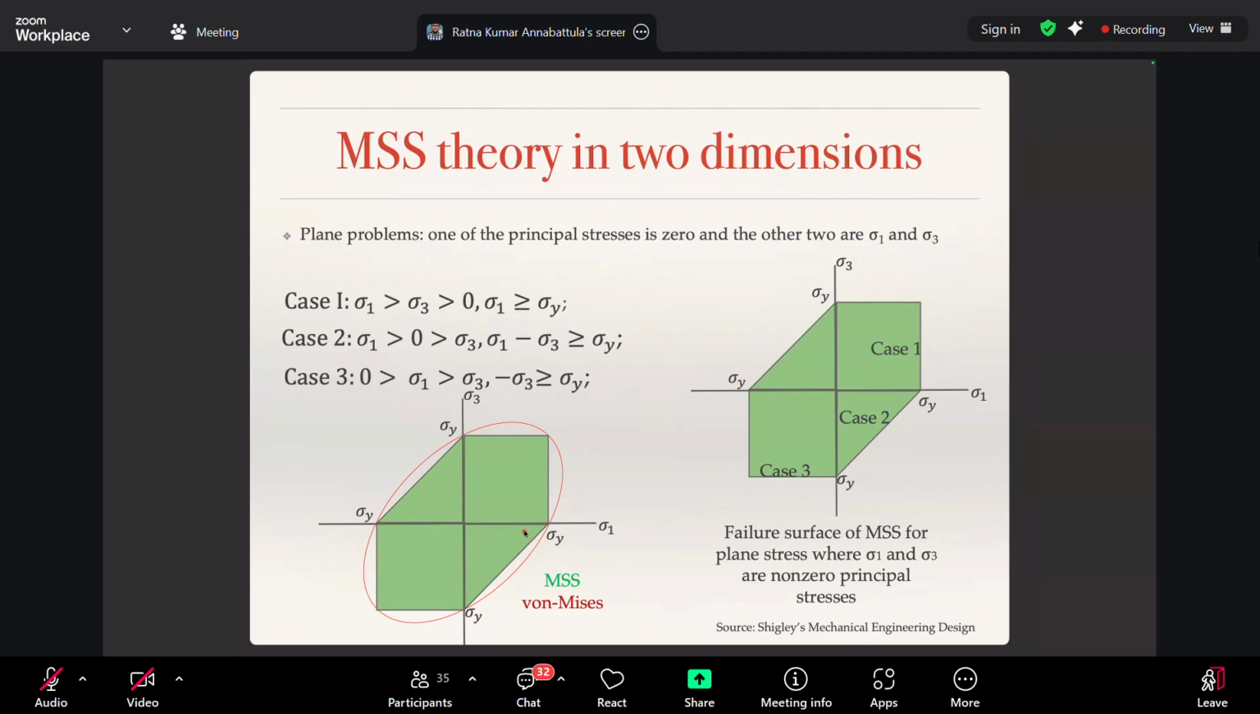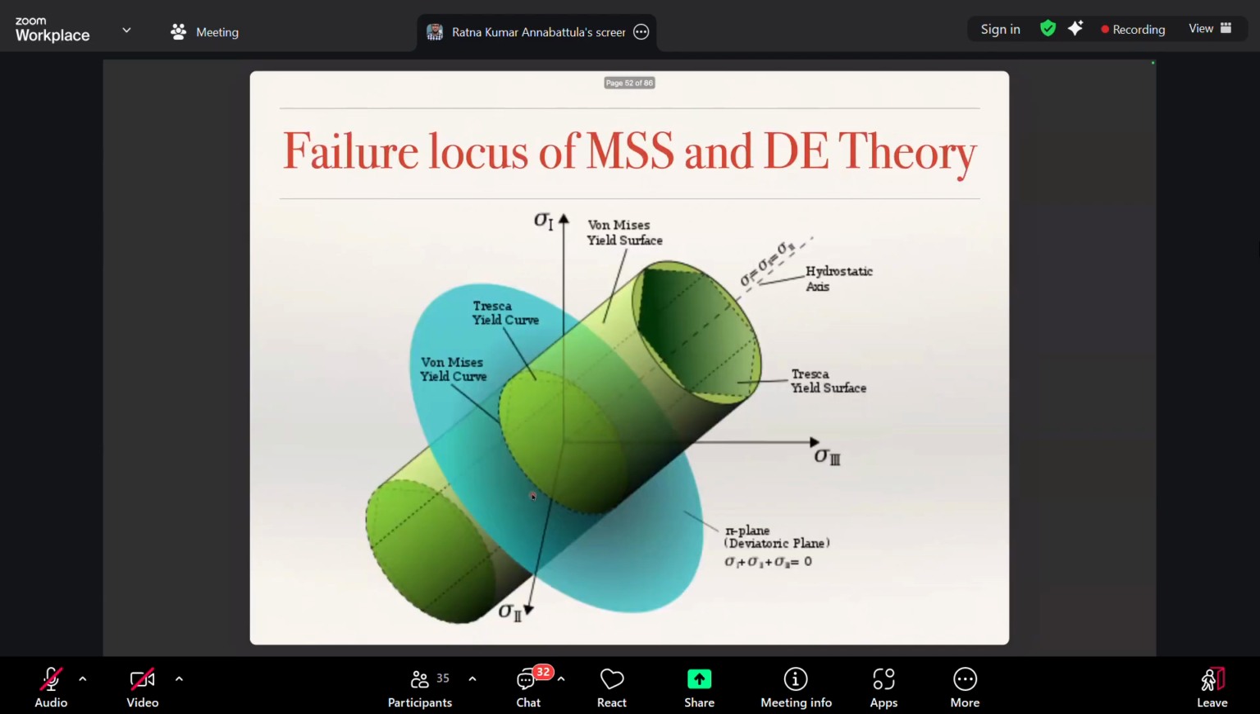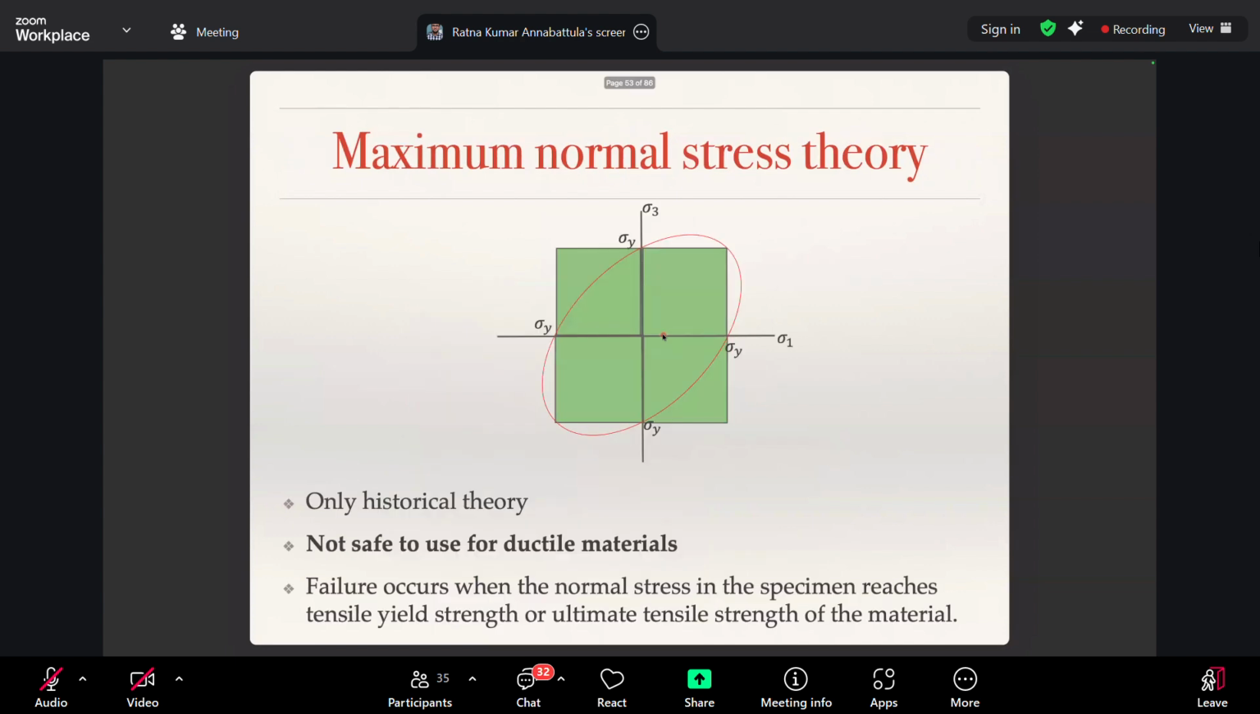Okay, so if that is clear, in 3D, the maximum shear stress theory will be a hexagonal cylinder, a cylinder with a hexagonal cross section. Whereas for distortion energy theory, it's a cylinder with circular cross section. For maximum shear stress theory, it is a hexagon, a cylinder with a hexagonal cross section. That is the only difference.